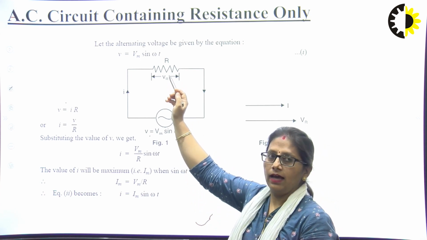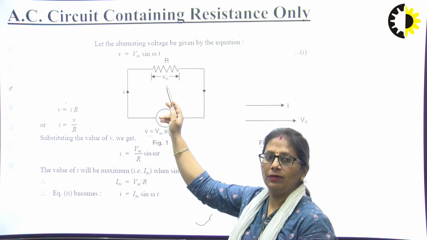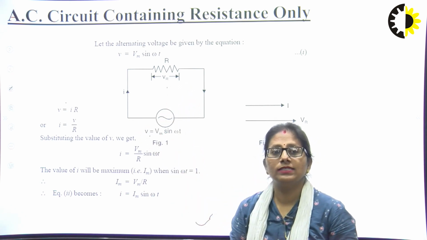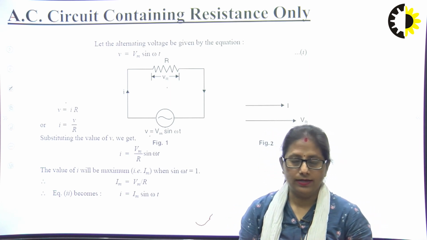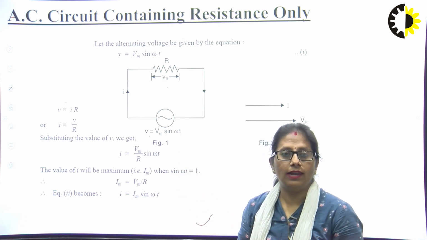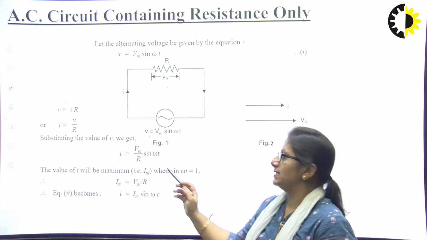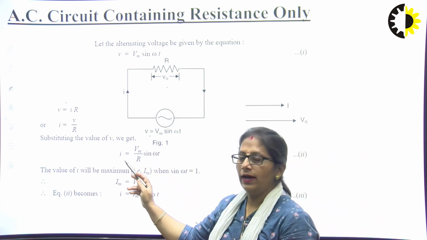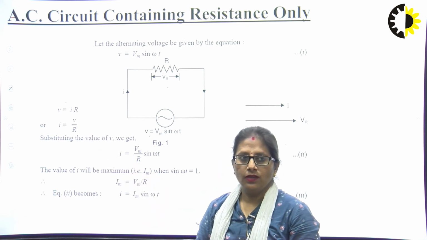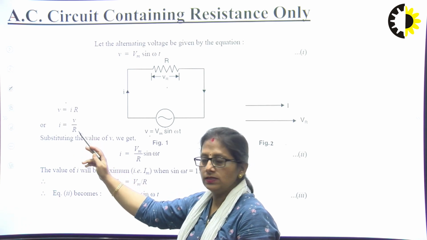Obviously, there will be a voltage drop across the resistor, which we are naming VR. The current which will be flowing is I. But how will this I behave? Whether it will be in phase with voltage, whether it will be leading or lagging, that we want to know, right? For that, according to Ohm's law, I know current must be equal to V upon R. So, instantaneous current must be equal to instantaneous voltage upon resistance.